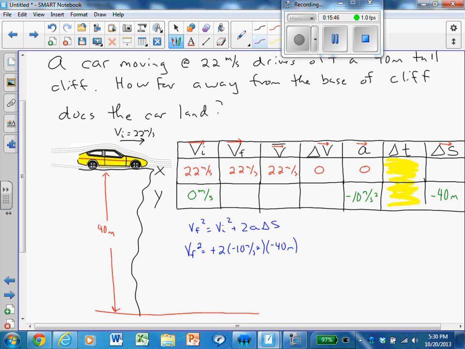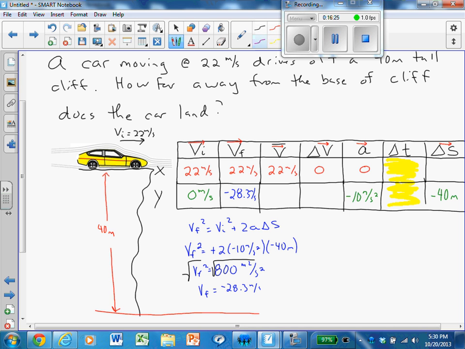That gives us Vf squared equals 800 meters squared per second squared, which gives us a velocity, if we take the square root of both sides, 28.3. It's going to be negative since it's moving downward, meters per second. So in the y direction, we have this 28.3 meters per second.